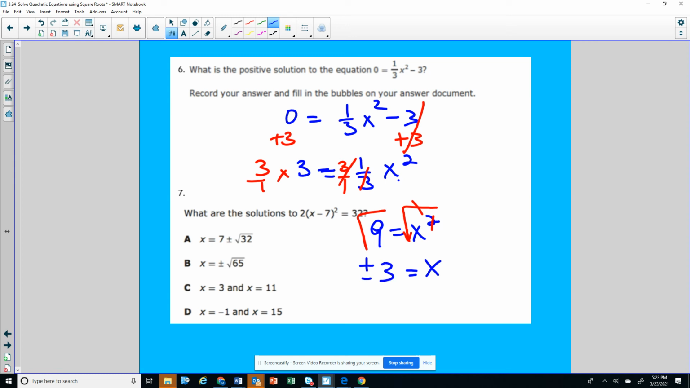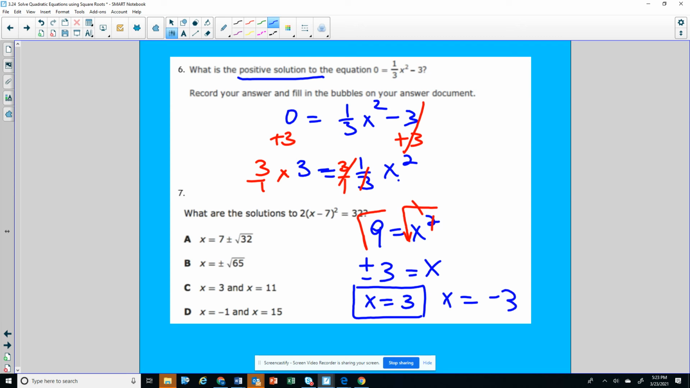So x is equal to plus or minus 3. All right? So it asks for what is a positive solution? Well, I'm going to get x is equal to positive 3 and x is equal to negative 3. This is the one they want. They want the positive solution. X equals 3, right? Number 7.